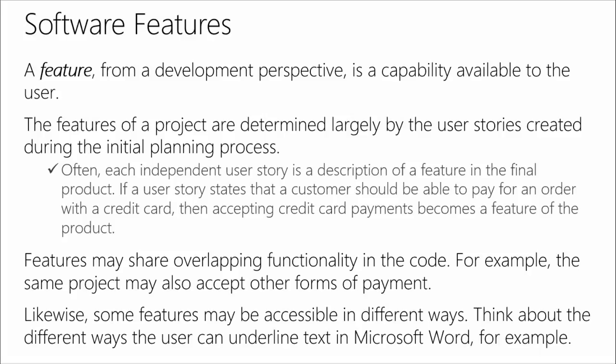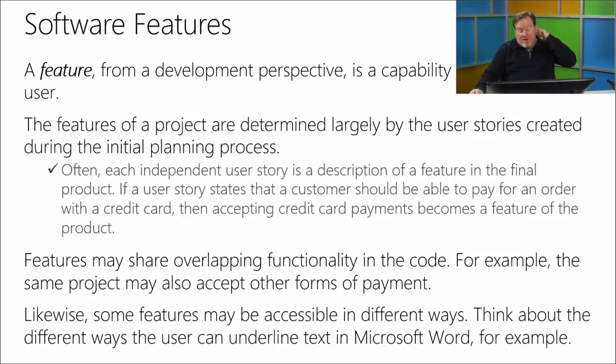So, software features. A feature is a capability available to a user, similar to what we see with Microsoft Word being able to underline text. That's a key feature. Features are determined largely by the user stories that are created for the initial planning process. Many features may overlap the functionality of the code.